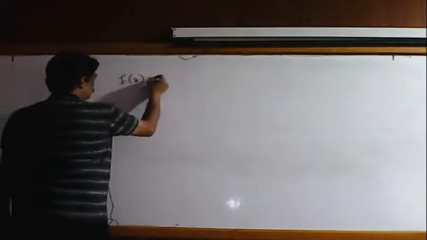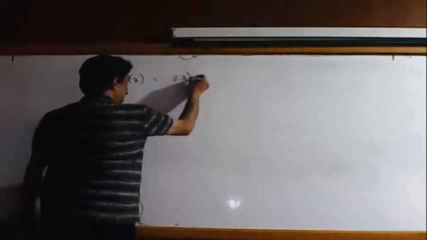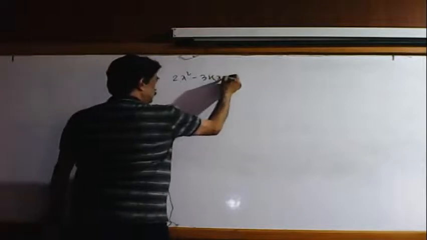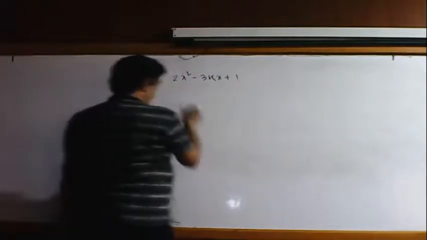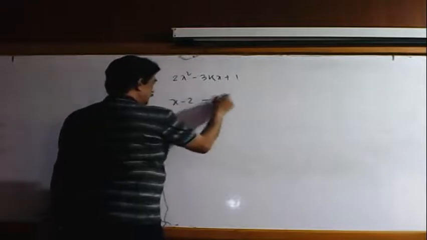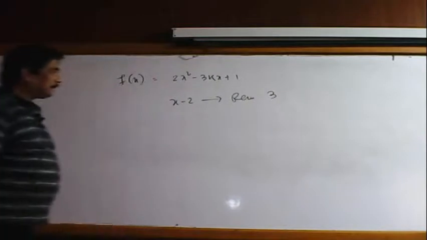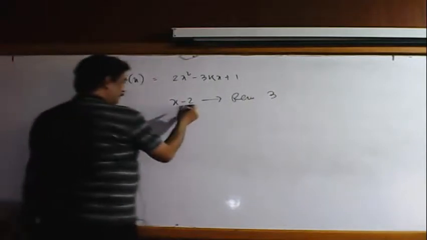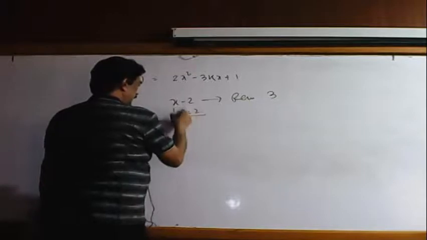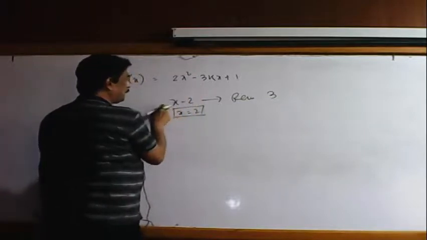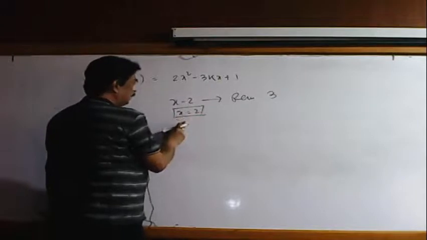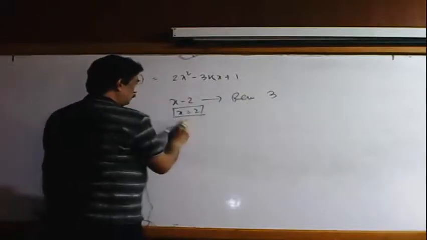Now the last expression. fx equal to 2x square minus 3kx plus 1. If it is divided by x minus 2, the remainder is 3 only. Now, what is the value of k? Now, if I put x equal to 2 and the result becomes 0, then it is proved that x minus 2 is one of the factors. But here, if I put x equal to 2, the result will be 3. So, put x equal to 2.